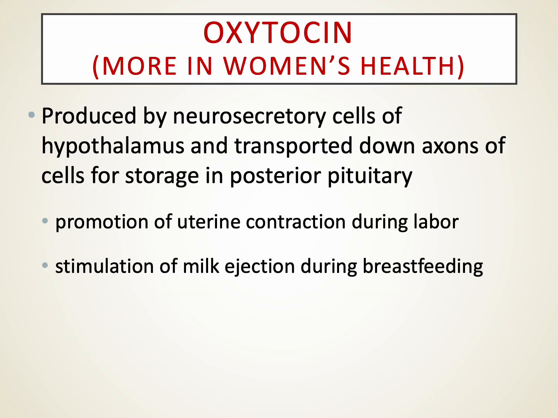Finally, the last thing, oxytocin, we'll talk more about in women's health, is produced by the neurosecretory cells of the hypothalamus and is an agent that, among other things, promotes uterine contractions during labor and stimulation of milk ejection during breastfeeding.